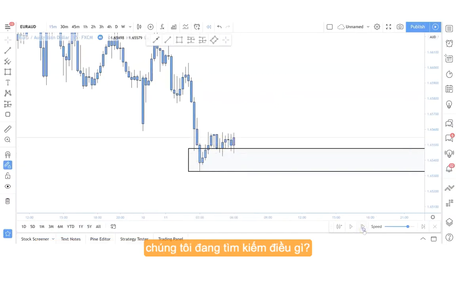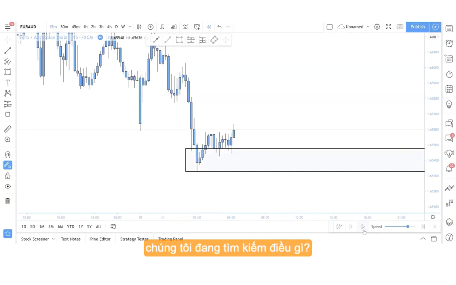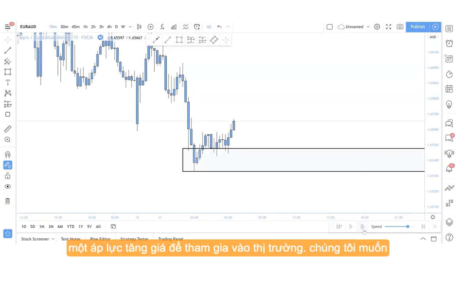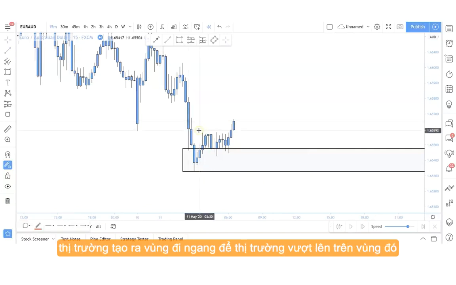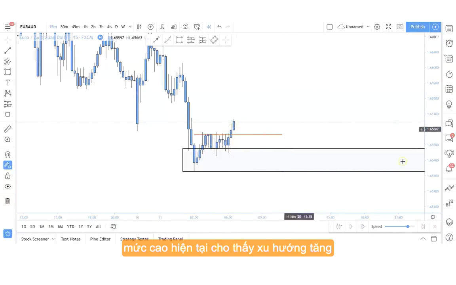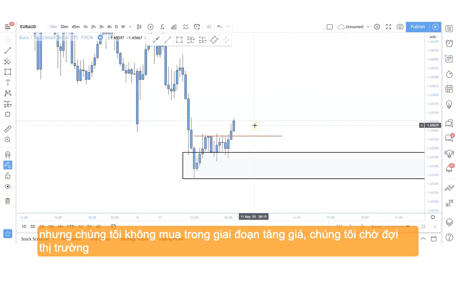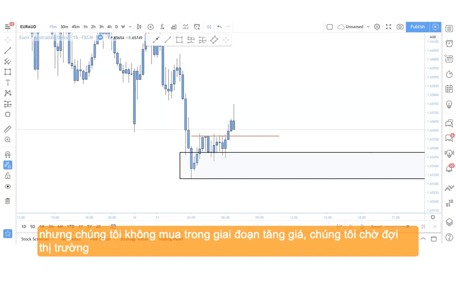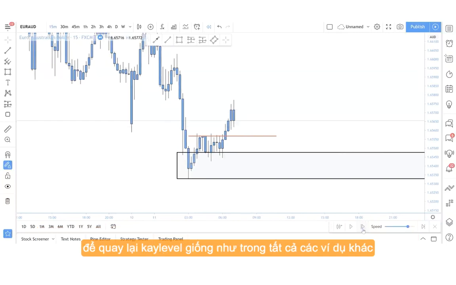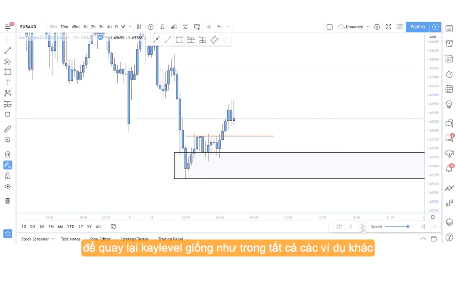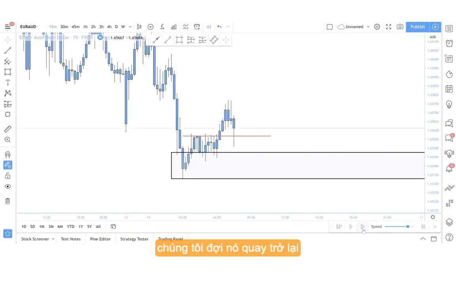So what are we looking for? Absolutely right. We're looking for that bullish pressure to step into the market. Now we want, when the market's creating a consolidation, for the market to break above its own highs. This is now indicating that bullish pressure. But we don't buy in a push phase. We wait for the market to come back to our key level. Just like in all the other examples, we wait for it to come back.